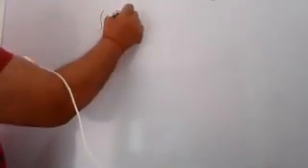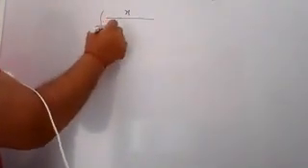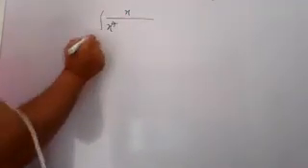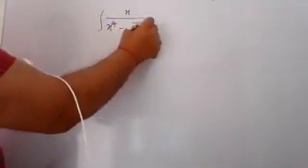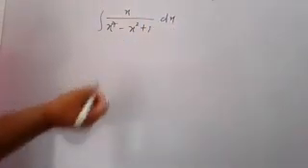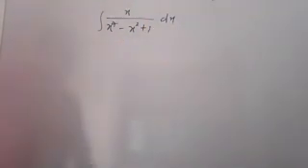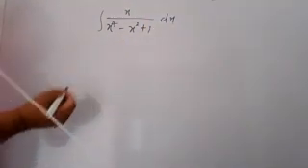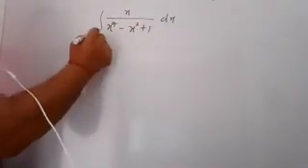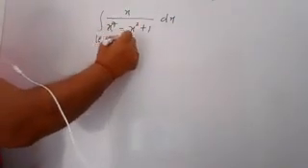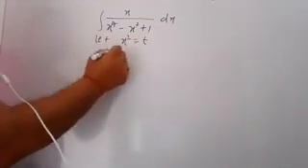Integration of, this is the type you have done, x upon x to the power 4 minus x square plus 1 dx. You solve that type of question that was asked in 2004. So what you do, just put x square is equal to t. Let x square is equal to t and differentiate it.